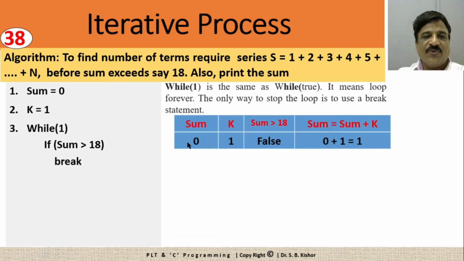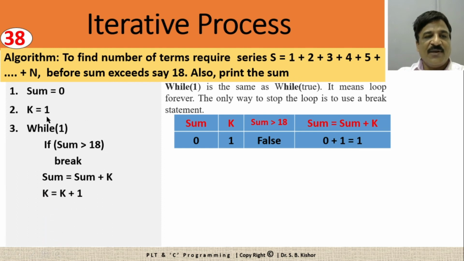So let's check. What is the value of sum initially? It's 0. What is the value of k? It's 1. So is 0 greater than 18? No. If it is no, what do we need to perform? We need to find the sum. So 0 plus 1 is now 1. Now increment the value of k, that is the counter. Now k becomes 2. Again go back to the loop.